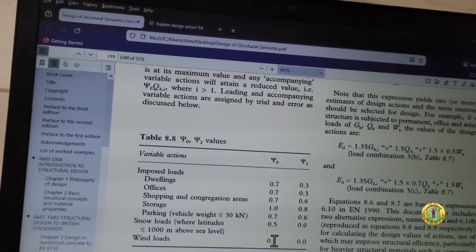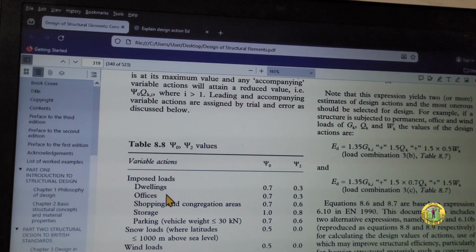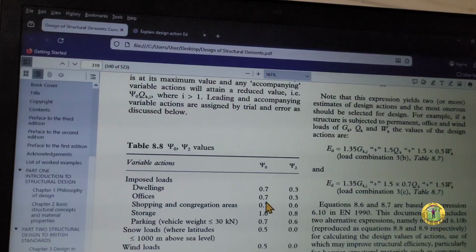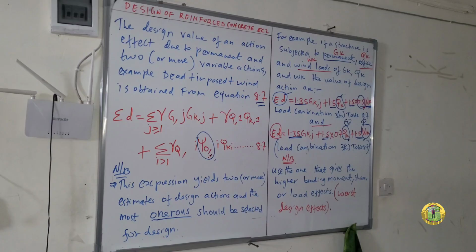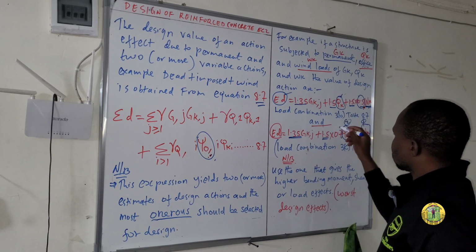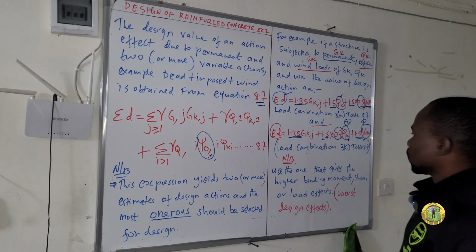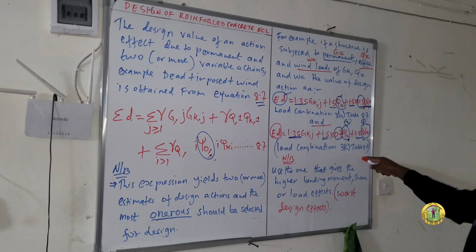As you can see, this is the table. So we proceed to office. You can see the office is 0.7. So the value there is 0.7. Here it is, 0.7. So this is load combination 3C, table 8.7.